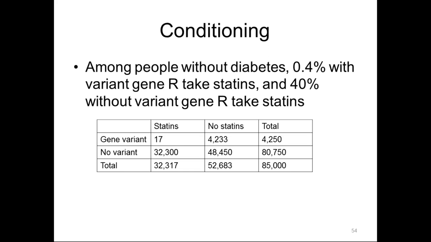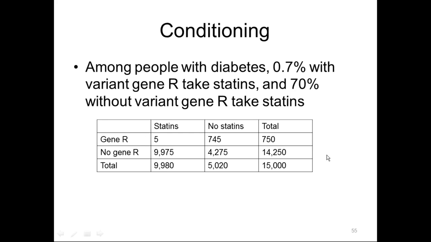Okay. So among people without diabetes, 0.4% of people with the variant take statins, right? A very small number because their LDL cholesterol is naturally low. And 40% of people without the variant take statins. So that's our non-diabetic population. And then in our population with diabetes, more people with the variant gene take statins because of their diabetes, compared to the people without diabetes, and 70% of people without the variant who have diabetes take statins. Okay.